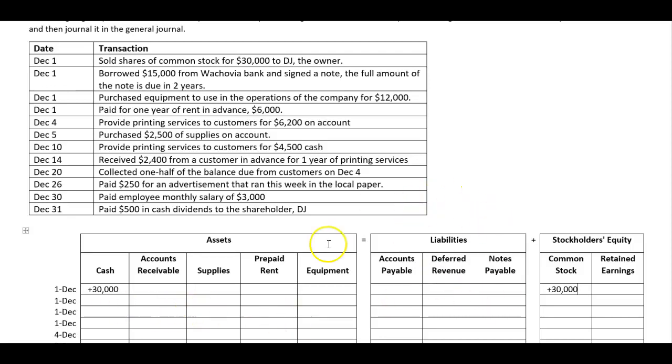Well, at this point, it's not a creditor that has claim. Our actual owner has full claim at this point at $30,000. So we've balanced our equation. All right, let's look at the second transaction that a company may take part in.